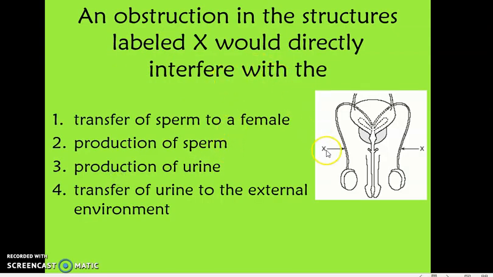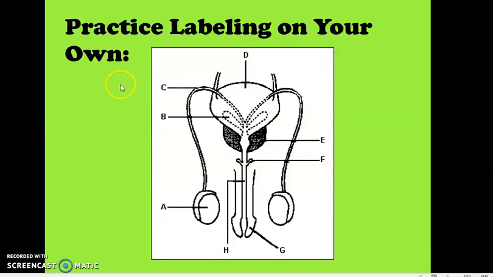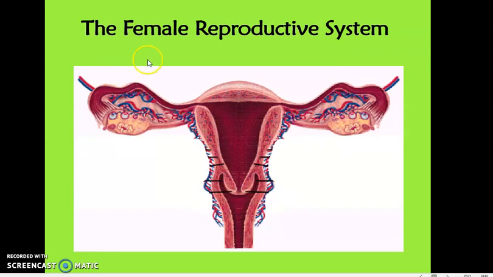Okay. If we were to block letter X, what would happen? We wouldn't be able to get the sperm out of the body. Okay, urine would still leave because the bladder wouldn't be blocked. Okay, so you should be able to label that, all right?